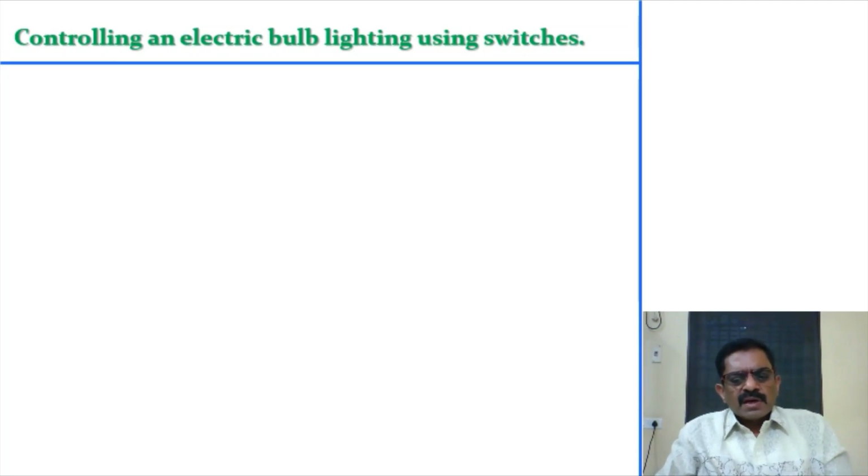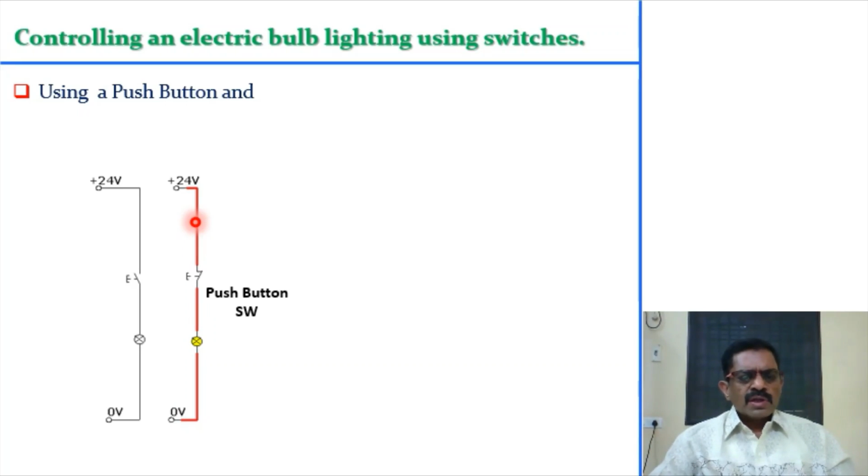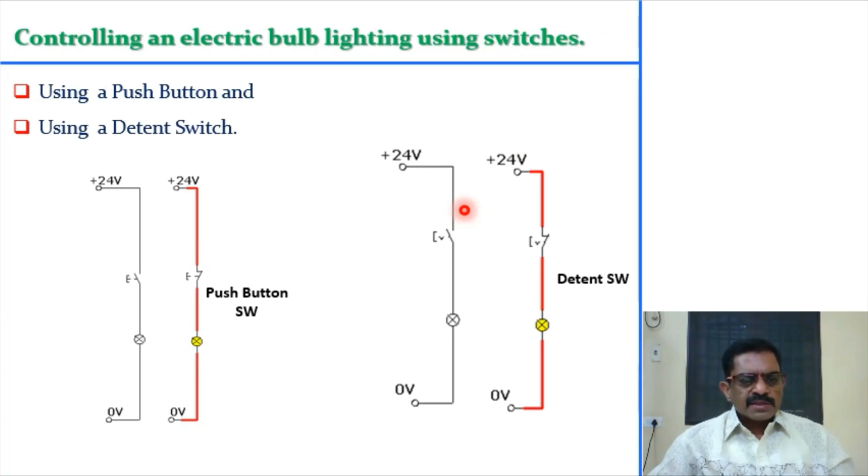Now, controlling an electric bulb lighting using switches. A simple sequence or function we can perform here with the two rails of power supply. We can switch on the light, and different types of switches can be used. Let us discuss a simple type, a push button. Here this is the 24 volts power line and the 0 volt power line. If you close this, the bulb will glow. This is nothing but a push button or switch. If you push it, there will be power supply. This red line always indicates the electric power. So the light glows.